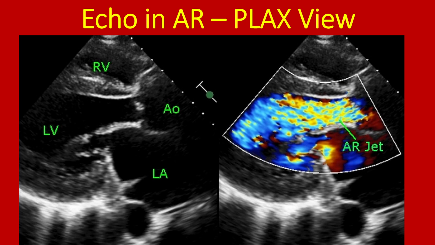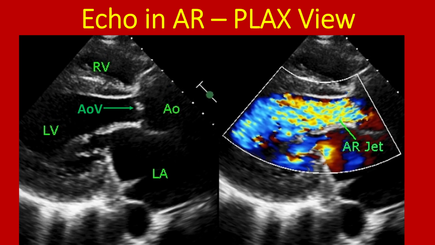Echocardiogram in parasternal long axis view shows dilated left ventricle, left atrium, aorta, and a small portion of the right ventricle, which is usually the outflow region. Mitral valve leaflets seen in open position between the left ventricle and the left atrium are thickened.